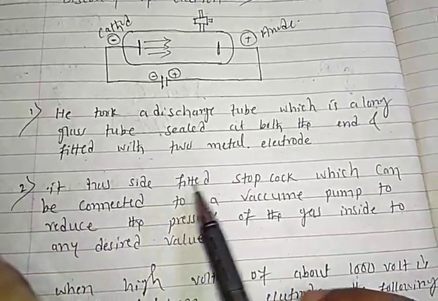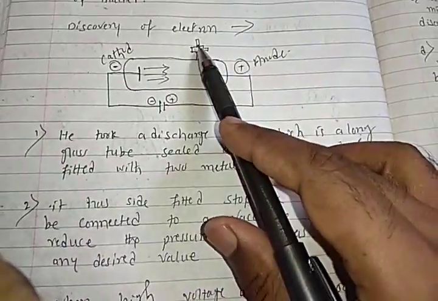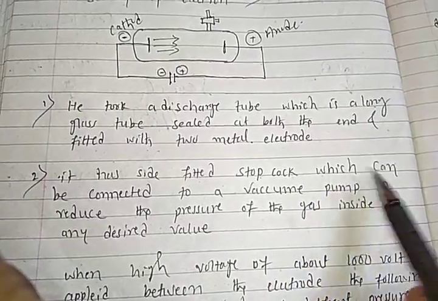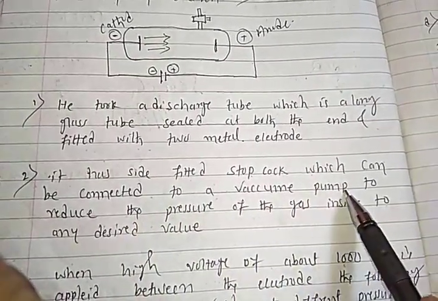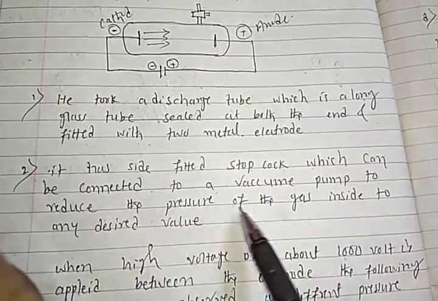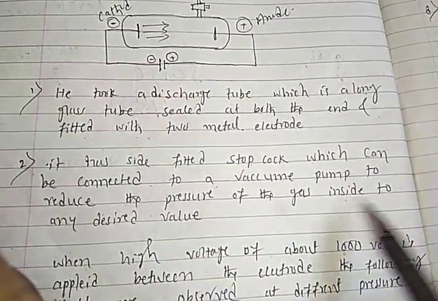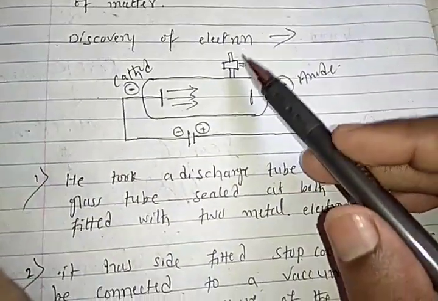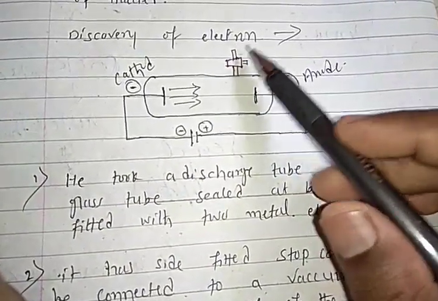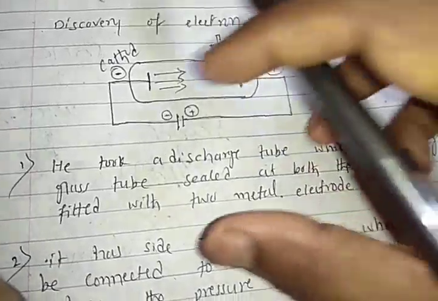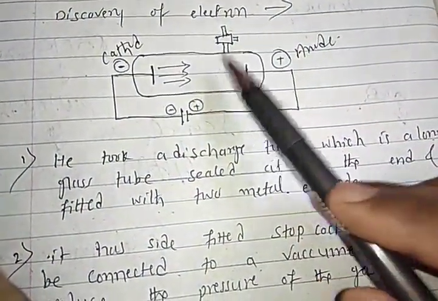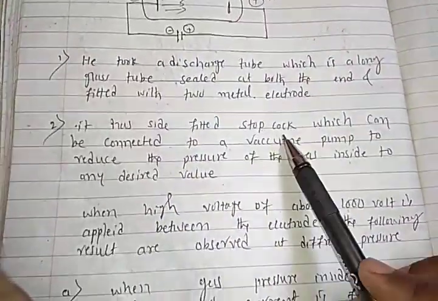It has a side-fitted stopcock, which can be connected with a vacuum pump to reduce the pressure of the gas inside to the desired value. In this stopcock, we are connecting the vacuum pump. The suction pump is applied to remove all the air particles from this chamber to reduce the pressure in it.